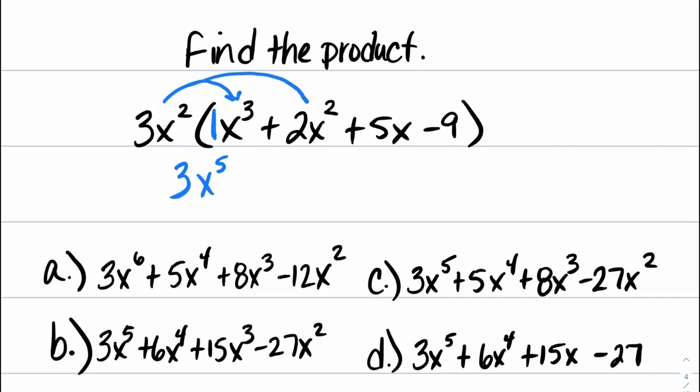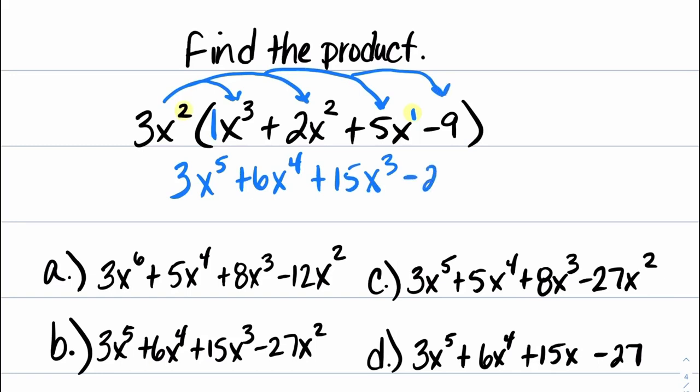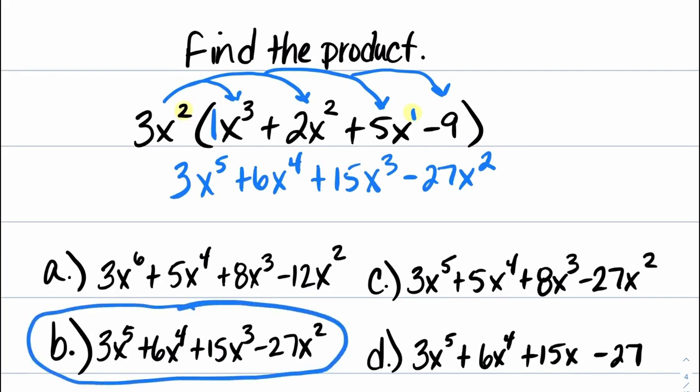Continuing to distribute, 3x to the second power times 2x squared would be 6x to the fourth. 3x to the second power times 5x would be 15x to the third. Remember that we have 2 here and an understood 1x that they don't always write with this x. And then 3x to the second times negative 9, which is negative 27x to the second power. That's going to give me my answer, which appears to be answer choice letter B.